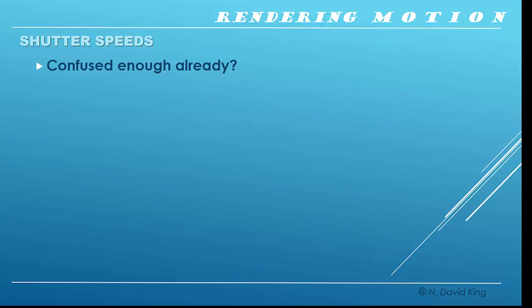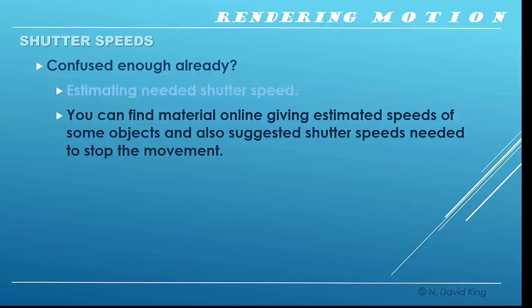So are you confused enough already? Wow, this is a bunch. And ultimately what it boils down to is there's no way to really tell you what the right shutter speed is. So what do you do? How do you deal with it? Well, you can find online material that will give you some estimated speeds of some objects. And they'll also suggest shutter speeds that you're going to need to stop the movement based on a particular actual velocity, assuming you knew what that was.